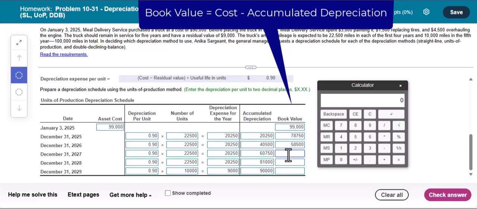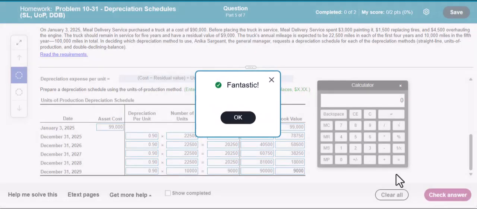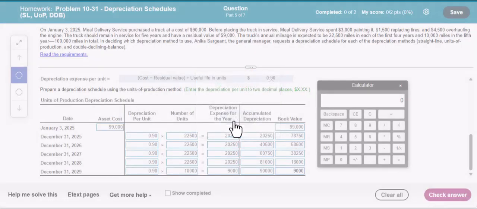To save some time here, I'm going to do this on my own. Okay, let's go ahead and check our answer. Fantastic. Okay. Now we are moving on to double declining balance depreciation schedule.